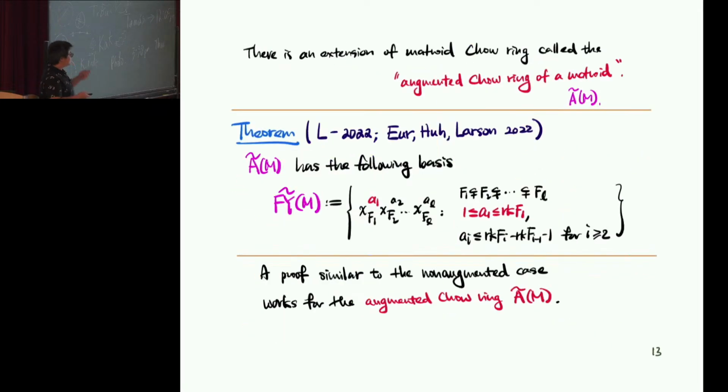And so that's for the Chow ring, and there is also an extension of the Chow ring called the augmented Chow ring of a matroid. In 2022, Ha and Larson, and independently myself, found a basis for this augmented Chow ring, which is very similar to the Feichtner-Yuzvinsky basis for the Chow ring. The only difference is just the first exponent. And it turns out this is also a permutation basis, and we can do similar stuff. And so a proof similar to the non-augmented case also works for the augmented Chow ring.